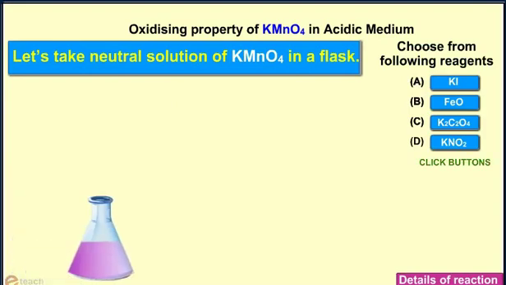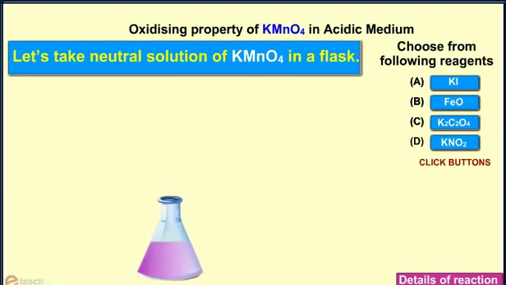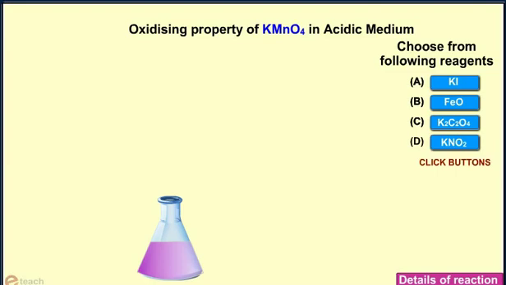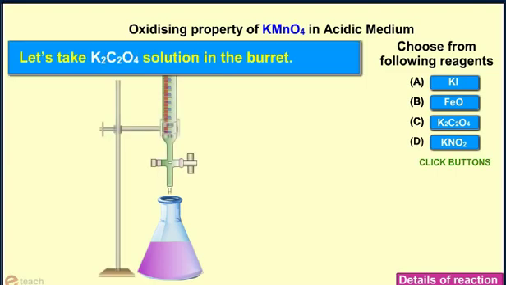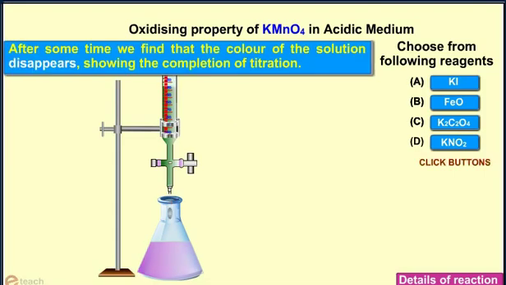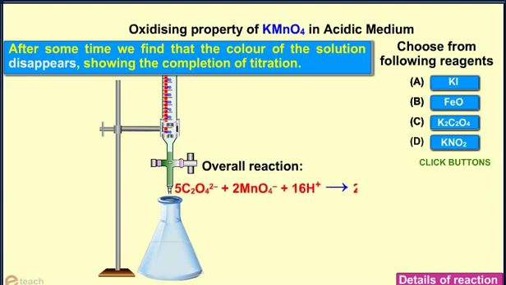Let's take KMnO4 in the conical flask. Now, let's take K2C2O4 in the burette. After some time, we find that the color of the solution disappears, showing the completion of titration. The overall reaction is 5C2O4 2- + 2MnO4- + 16H+ gives 2Mn2+ + 8H2O + 10CO2.